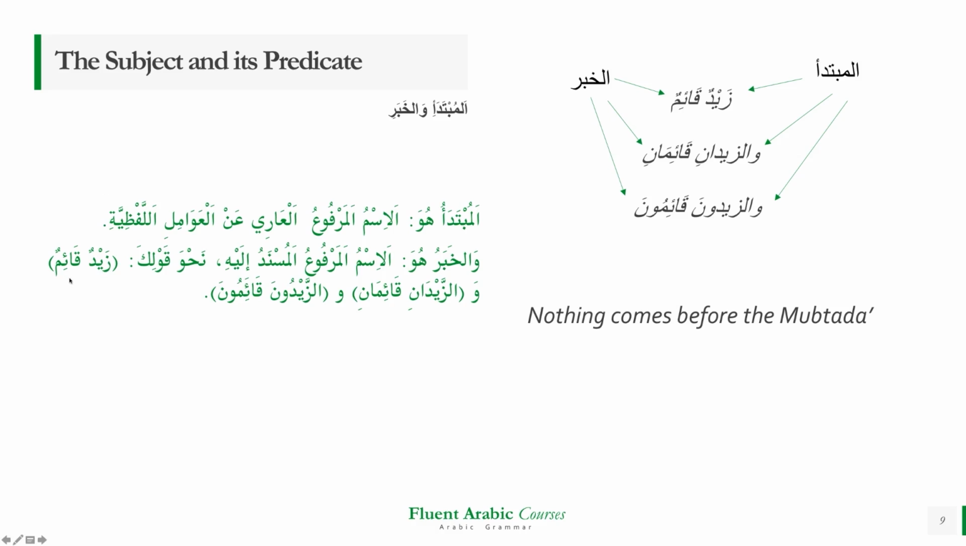Here, which is the Mubtada? Zaydun is the Mubtada. It comes at the beginning of the sentence and there is nothing acting upon it. There is no particle of inna or kana or dhanna, and there is no verb before it. So Zaydun is definitely a Mubtada. And Qa'imun is the predicate of this Mubtada, and it can be singular, dual or plural, as you can see in the examples. So keep in mind that nothing can come in front of the Mubtada.